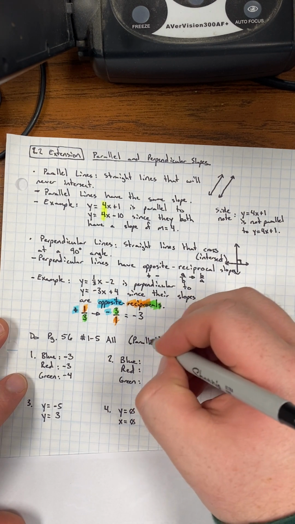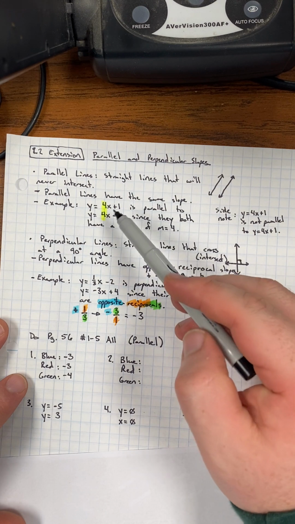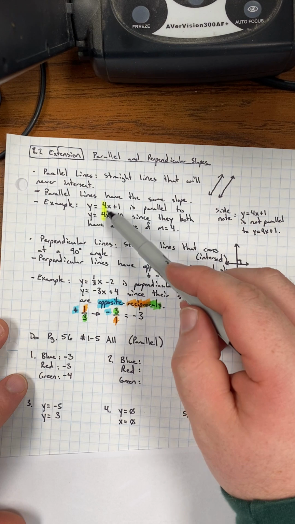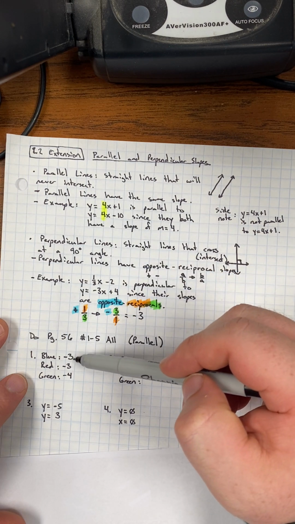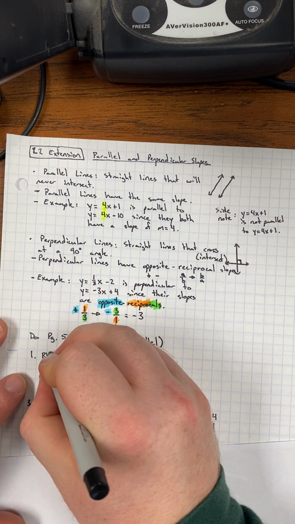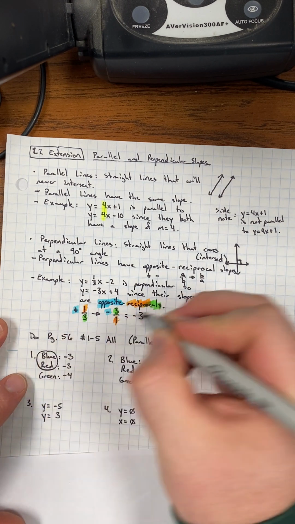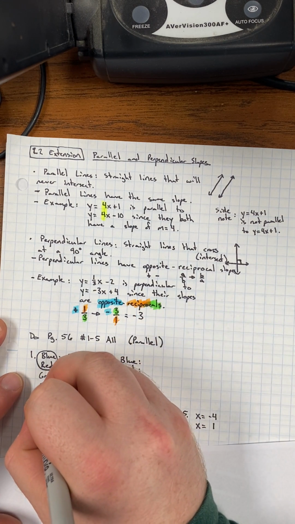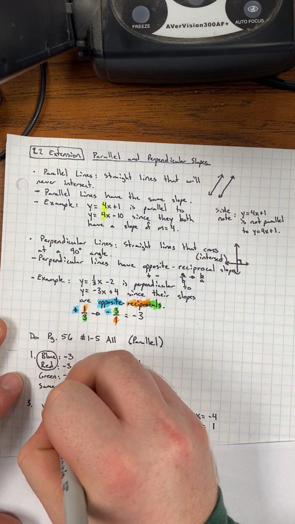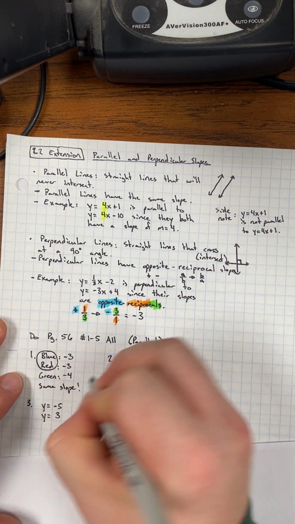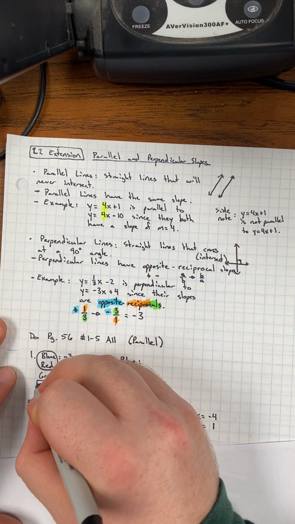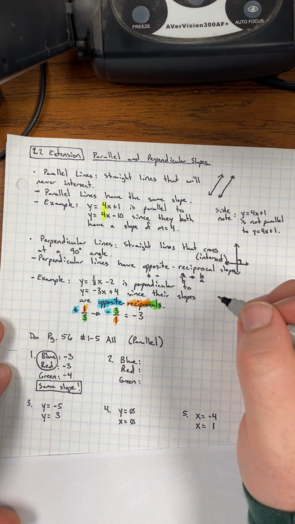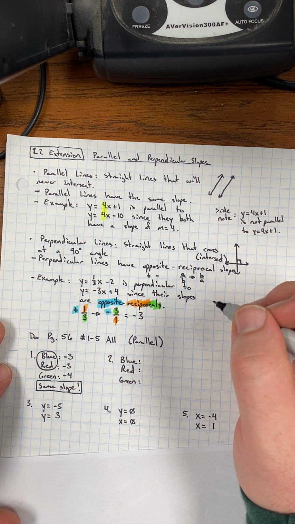So if I'm asking which ones are parallel, I need to go back to my notes and check, okay, what tells me if they're parallel? Oh, they have to have the same slope, same number. Well, these two have the same number. So my answer for this one is that blue and red are parallel, and the reason why is because they have the same slope. That's my explanation right there. That's all you really need to put. You just need to circle the two that you think are parallel to each other and say why. They have the same slope.